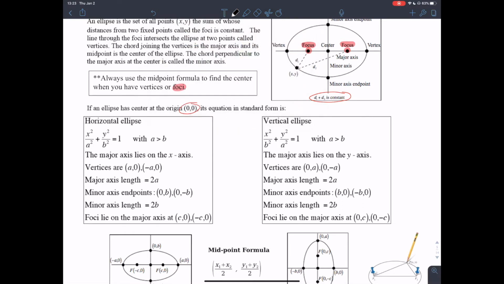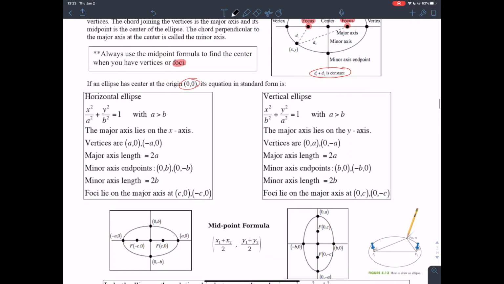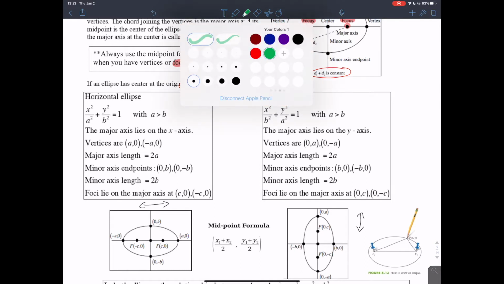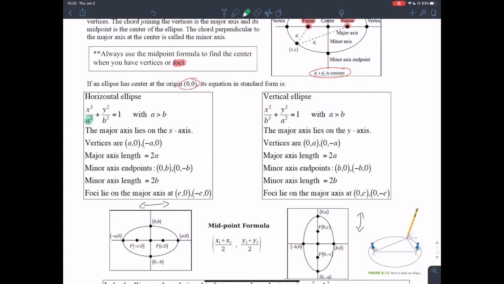Sometimes you're going to have a horizontal ellipse, the ones that stretch left and right. And then you have a vertical ellipse, the ones that go up and down. Here's how you know. You can tell because of the bottom right here. I'll do it in green. You have a squared underneath the x squared. And notice how on the vertical ellipse you have b squared underneath the x squared. A is always going to be bigger than b, no matter what. A will always be bigger.